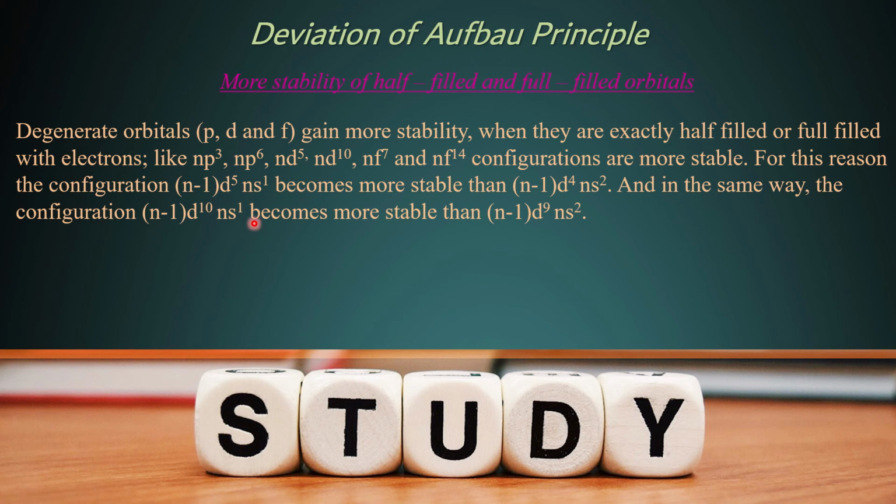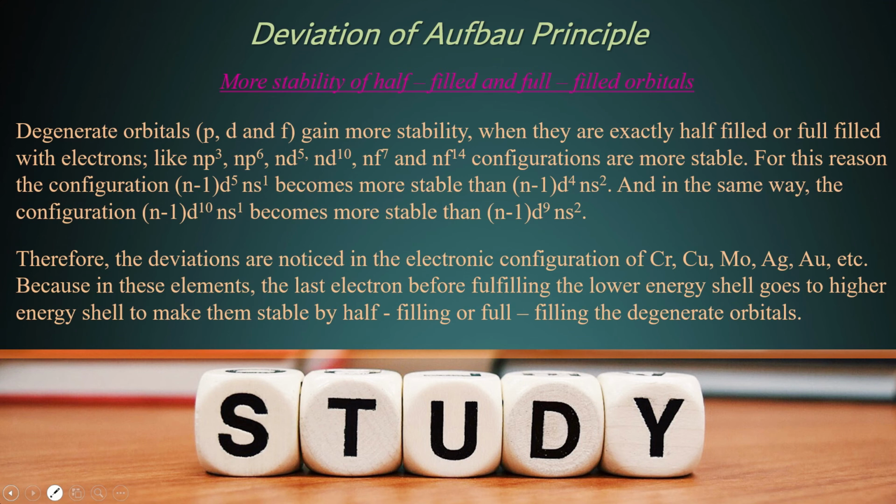(n-1)d10 ns1 becomes more stable than (n-1)d9 ns2. Here also, if one electron from 4s goes to 3d to make it fully filled, then this electronic configuration is comparatively more stable than this one.